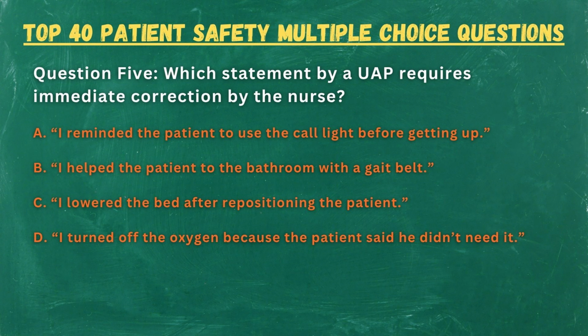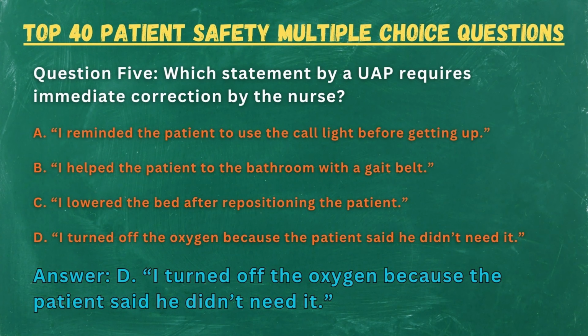Question 5. Which statement by a UAP requires immediate correction by the nurse? A. I reminded the patient to use the call light before getting up. B. I helped the patient to the bathroom with a gait belt. C. I lowered the bed after repositioning the patient. D. I turned off the oxygen because the patient said he didn't need it. Answer. D. I turned off the oxygen because the patient said he didn't need it.